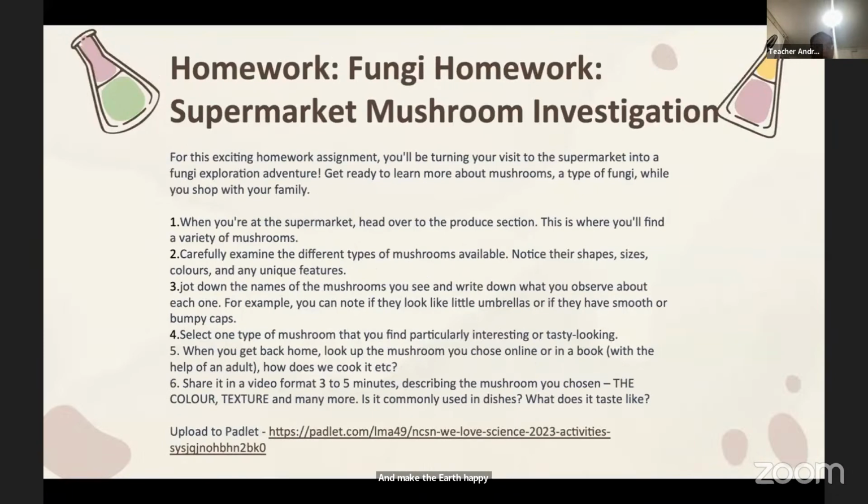So now I'm going to spend some time to explain the homework they're going to give you for this week. It's going to be quite fun because I'm going to ask you all to go to the supermarket or the stores near your house. For this exciting homework assignment, you'll be turning your visit to the supermarket or market into a fungi exploration adventure. Get ready to learn more about mushrooms, a type of fungi, while you shop with your family.